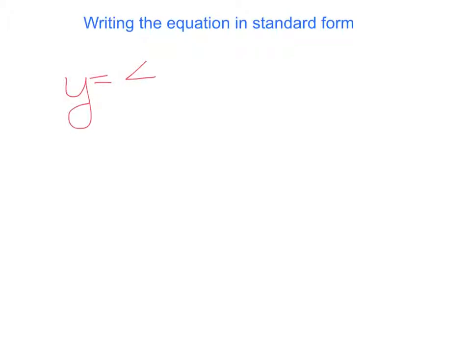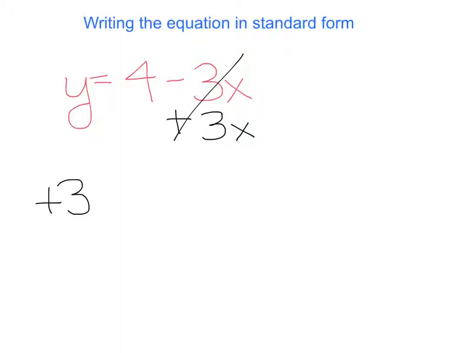Y equals 4 minus 3x. So we want to have the x and the y on the same side of the equation. So we can do that by adding 3x to this side. So you would add 3x to the other side. So now we have 3x plus y equals 4. So we would be able to say that this equation is in standard form because we have the x and the y that is equal to a constant.